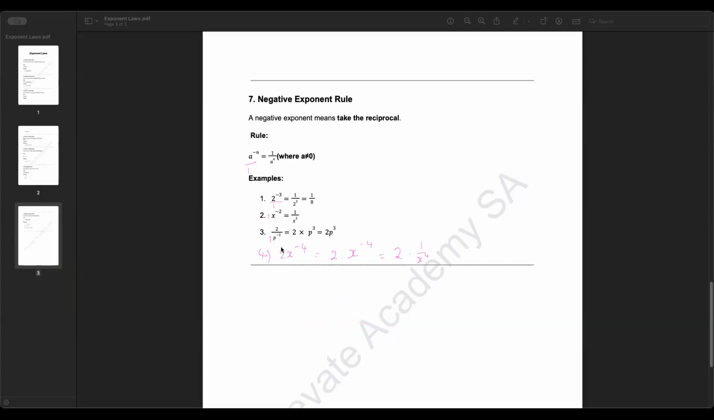So the 2, we don't have to do anything with that because it has a positive exponent, and we're perfectly happy with that. So 2 times x to the power negative 4 is equal to 2 times 1 over x to the power 4, which is actually equal to 2 over x to the power 4.